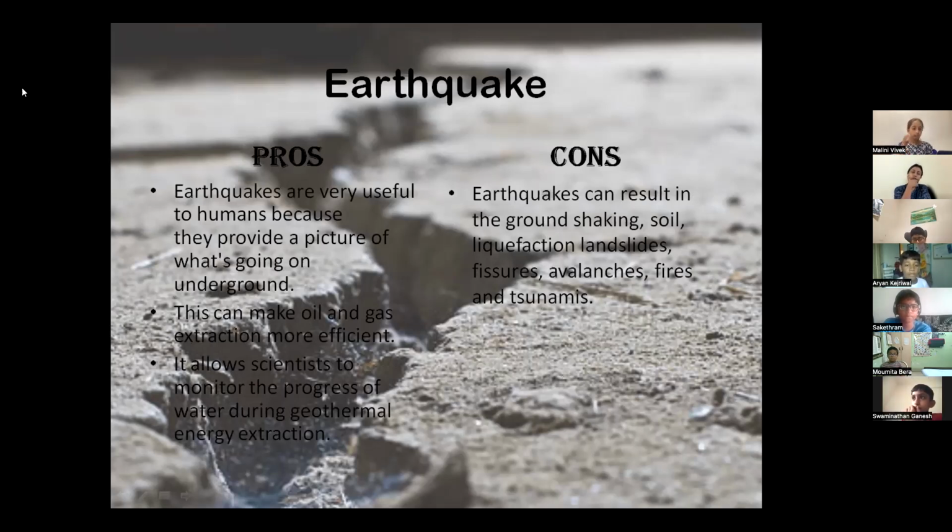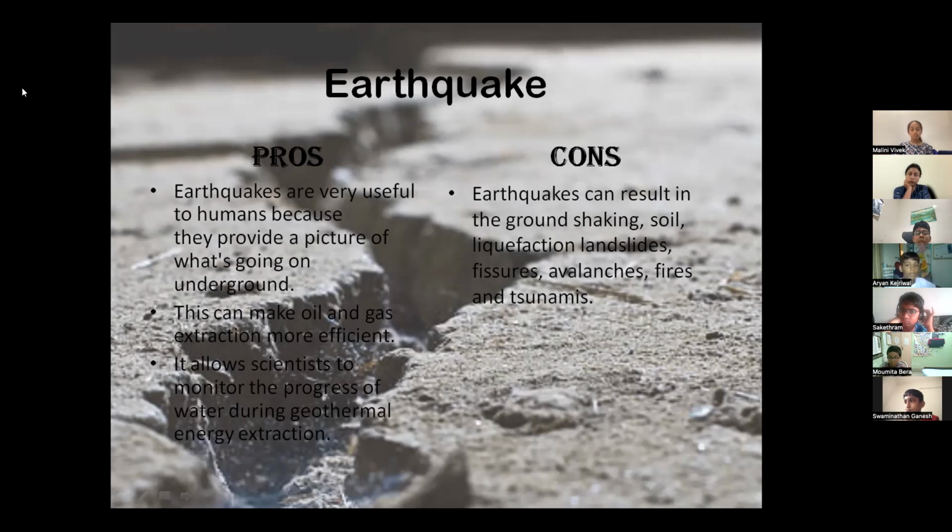Then it also allows scientists to monitor the progress of water during geothermal energy extraction. So, what is geothermal energy? Geothermal energy is the heat energy which is trapped underground, basically. It's a type of heat energy. So, it monitors the progress of water, which when heated evaporates, which produces the geothermal energy that we extract. This is called geothermal energy extraction.